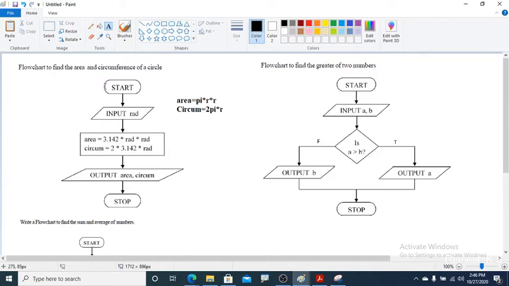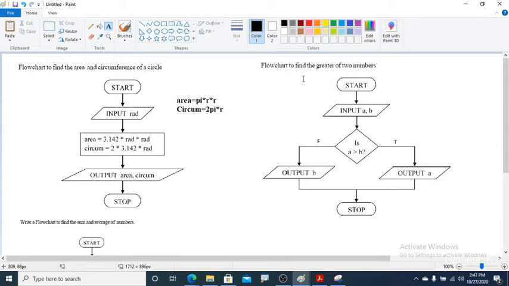So all of you understood this. To start the flowchart we use the oval symbol, and to stop the flowchart, also the oval symbol. Input and output operations use a parallelogram, and processing operations use a rectangle.